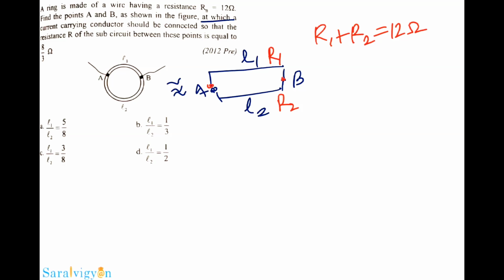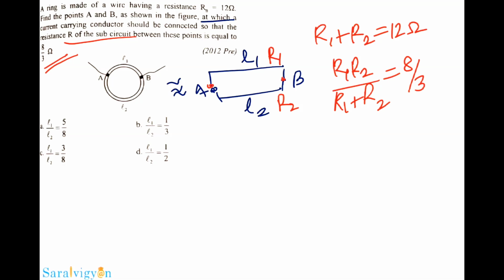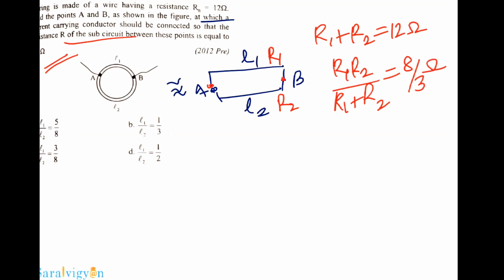Now it is also given that R of the sub-circuit is equal to 8 by 3 ohm. So that means in this parallel connection, the effective resistance is 8 by 3 ohm. We can write it as R1 R2 by R1 plus R2 equal to 8 by 3 ohm. We can substitute this and we get R1 R2 equal to 32 ohm squared. Now with these both equations we can find what R1 and R2 are.